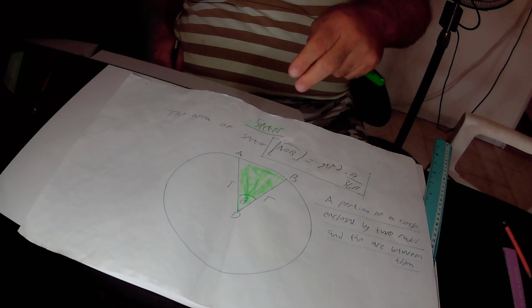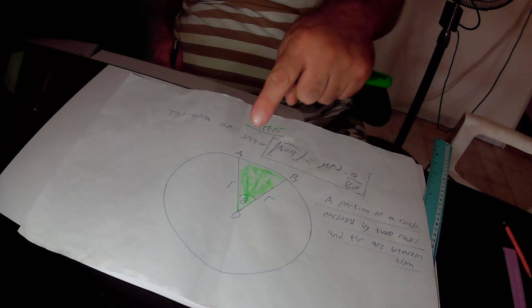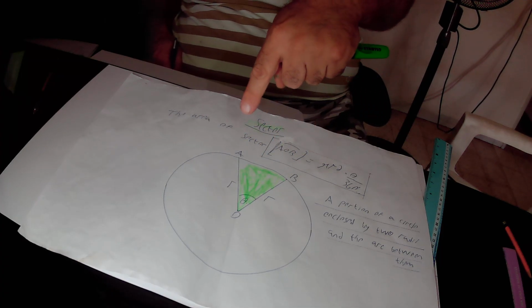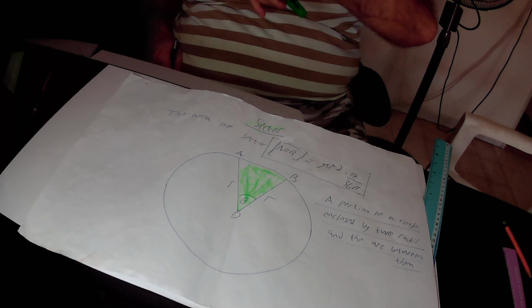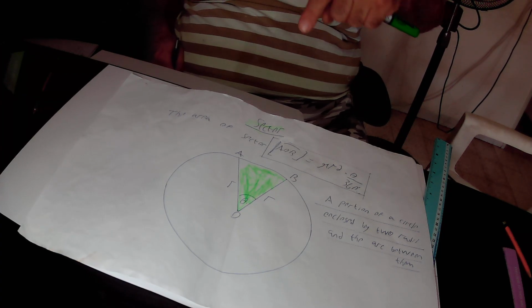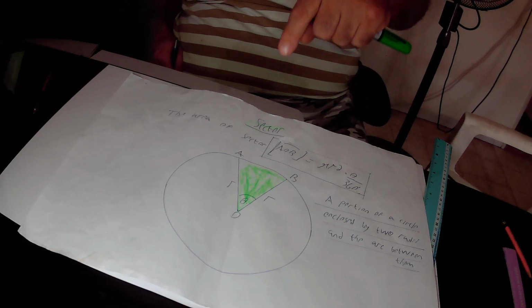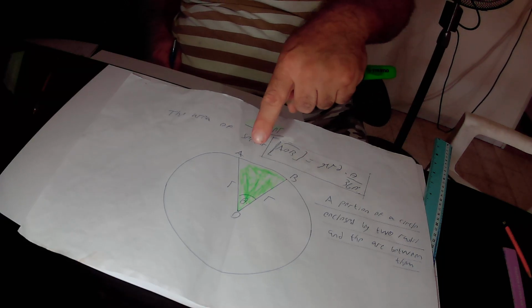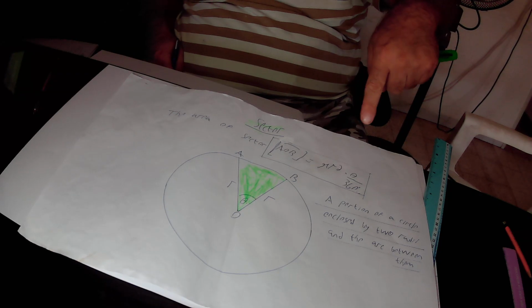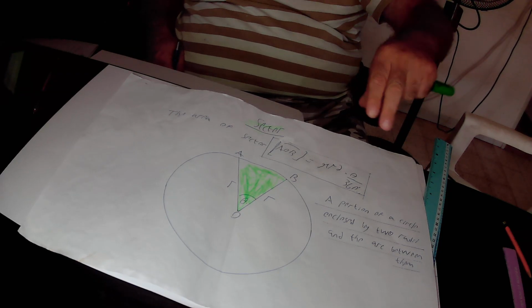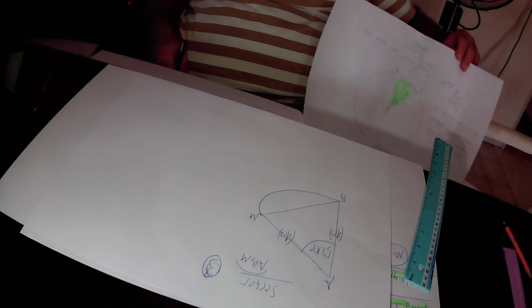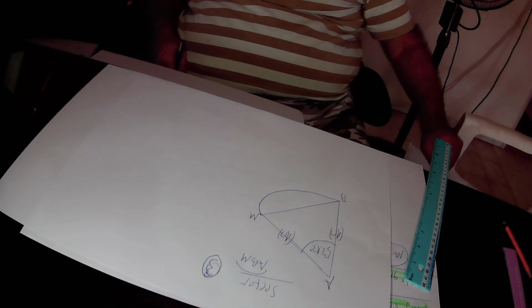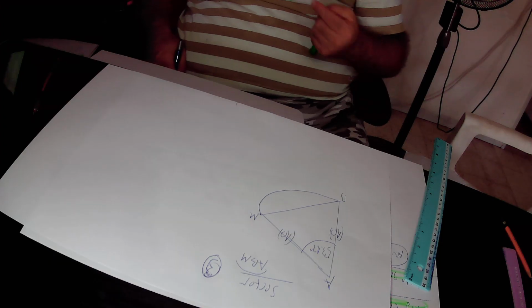Repeat again, a sector is a portion of a circle enclosed by two radii and the arc between them, and the area of the sector is equal to pi r square, that is the area of the circle that contains the sector, times the angle between the legs of the sector, that is theta, over 360 degrees. So we use the formula in order to find out the area of sector ABM.